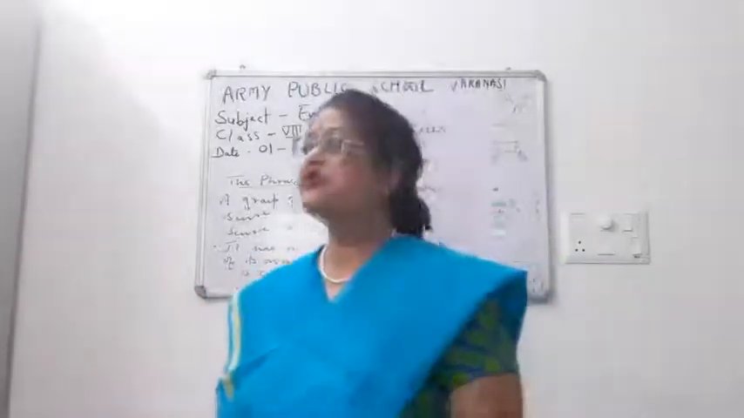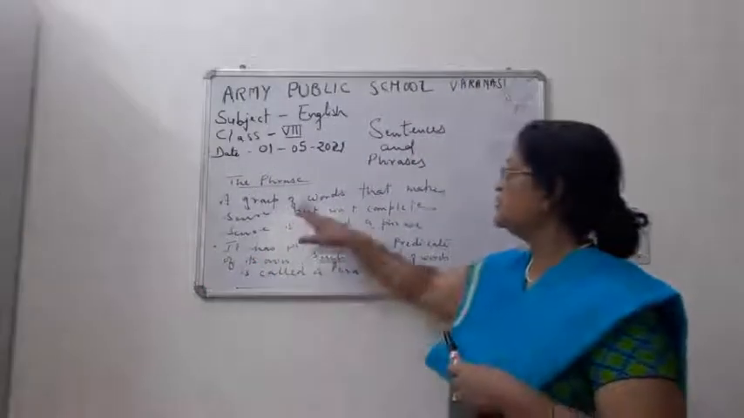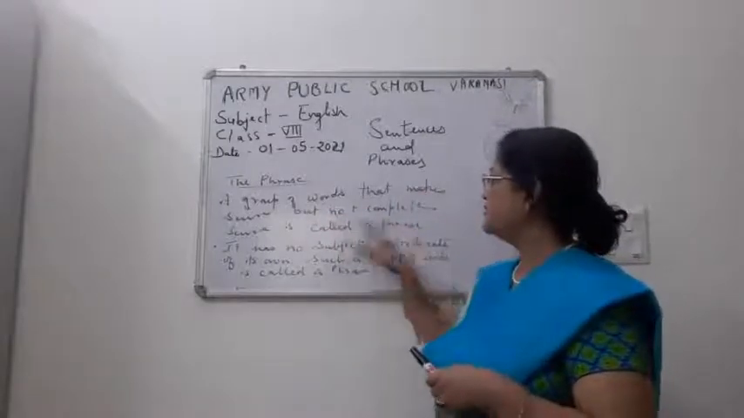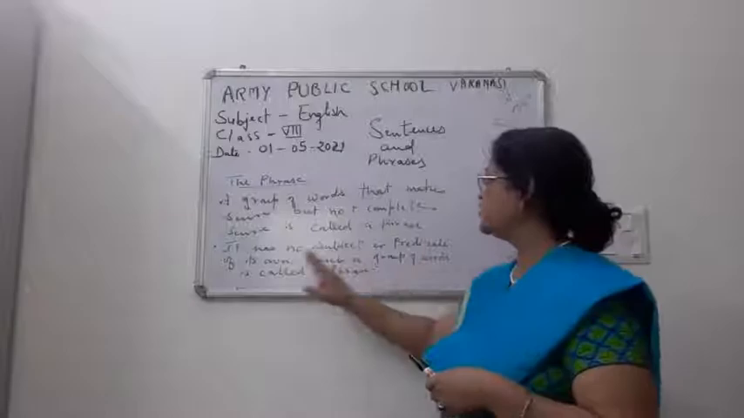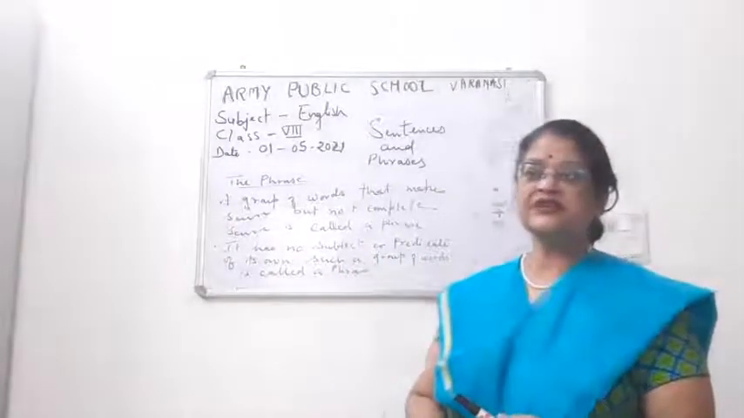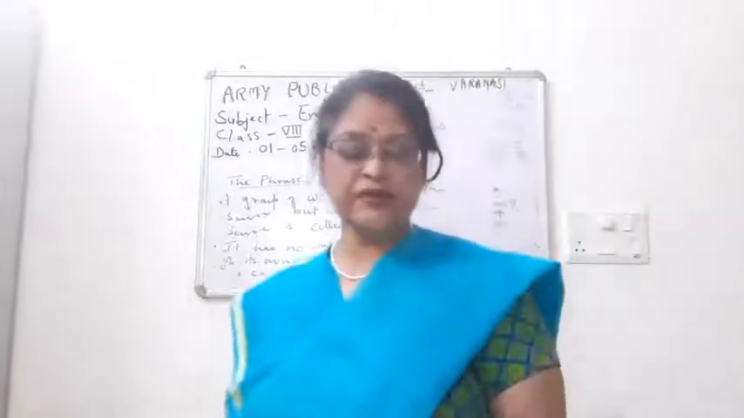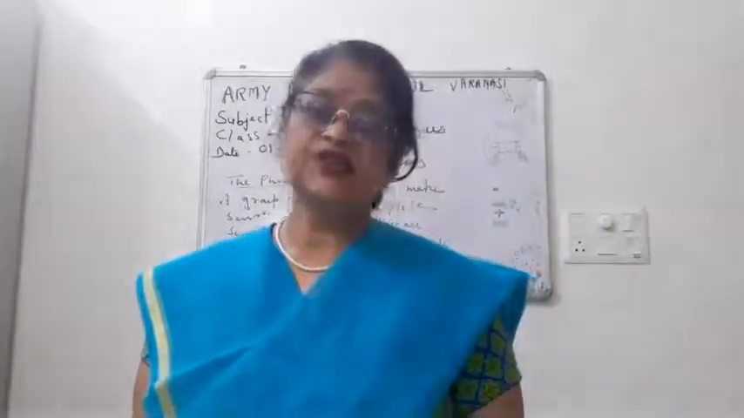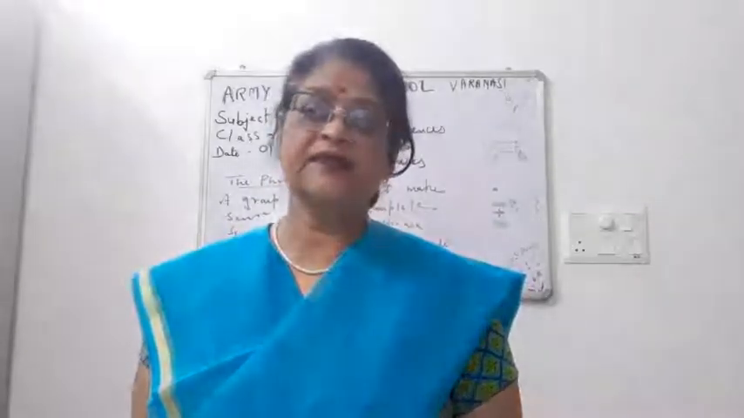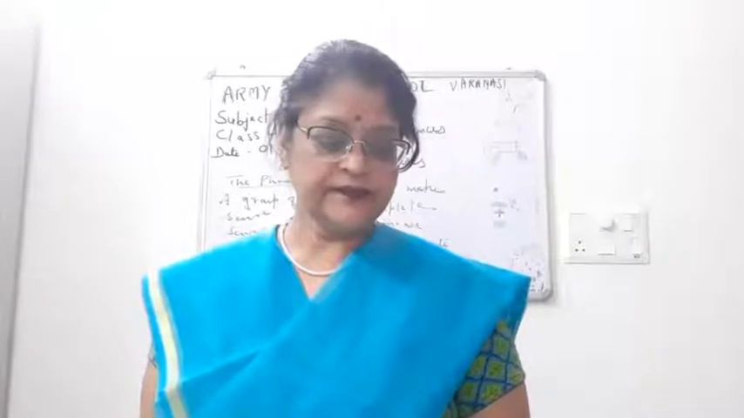Now children, you can note down this sentence also. A group of words that makes sense but not complete sense is called a phrase. It has no subject or predicate of its own. Such a group of words is called a phrase. Now children, I am going to tell you the example also. You can note down the example also, like a sad story. Last evening. At the bus stop. Of no use.